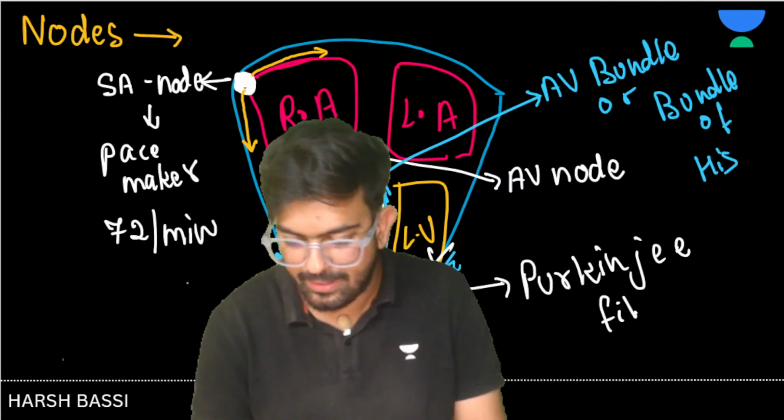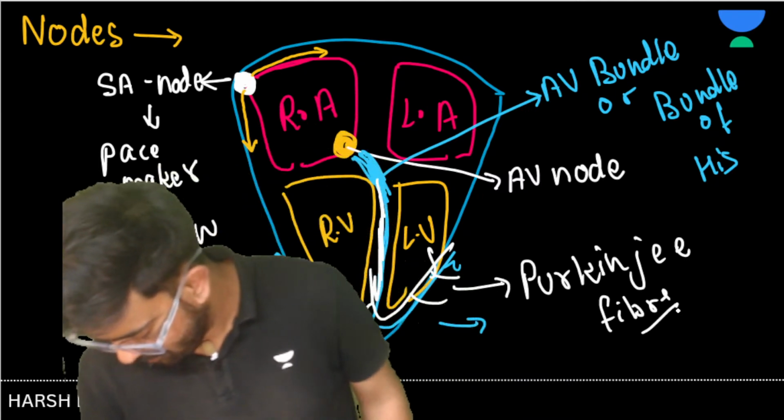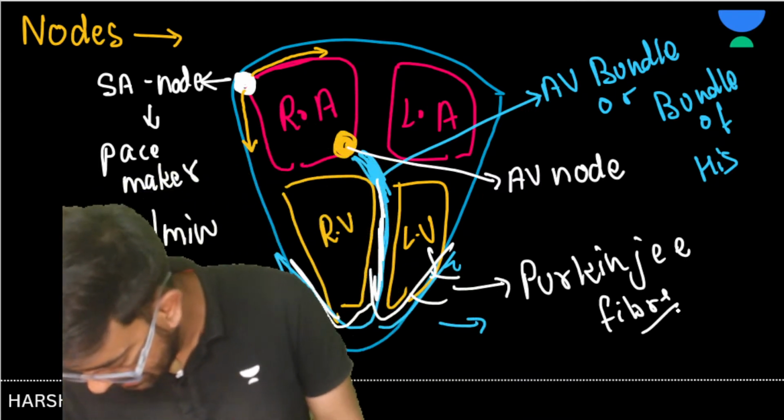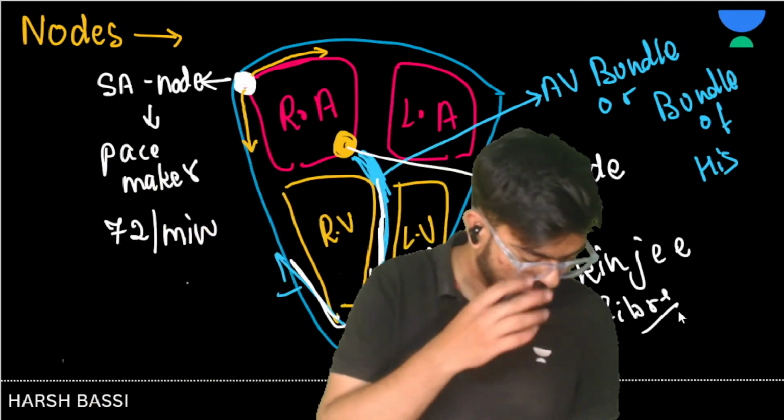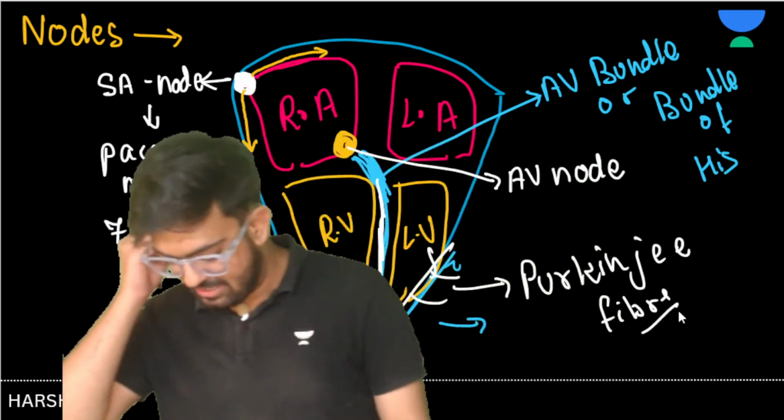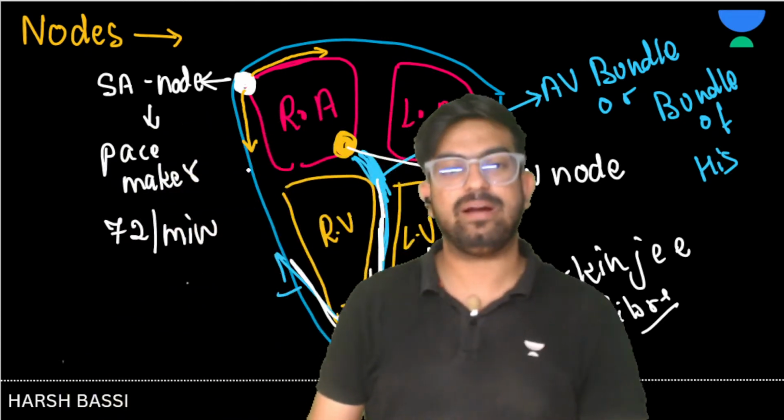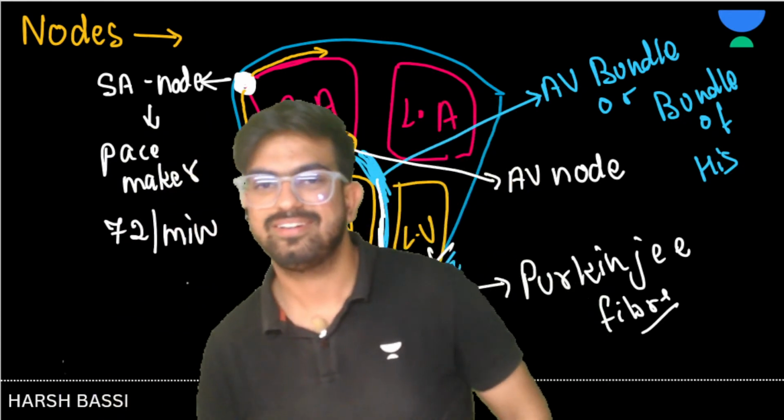Purkinje fiber. Right? Chalo. Sir, I am from Jharkhand, Ranchi. I am from Jharkhand, Ranchi. In the state next to Roy's. Yes, Roy.